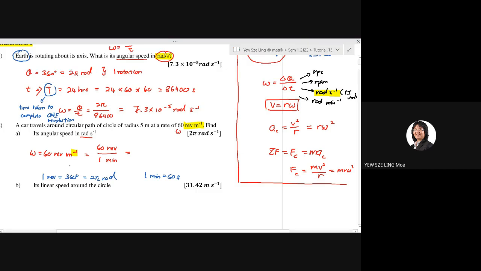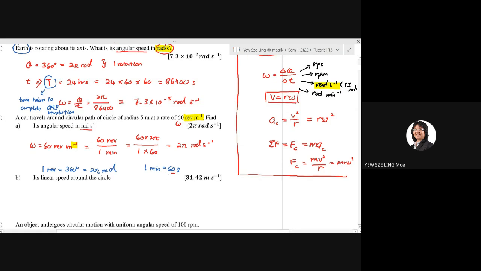So 60 revolutions, where 1 revolution equals 2 pi radians. 60 rev equals 60 times 2 pi, so you will obtain the unit in terms of radians, divided by 1 times, now 1 minute is 60 seconds, so 1 times 60. Eventually you obtain 2 pi radian per second. That is the angular speed in terms of radian per second.